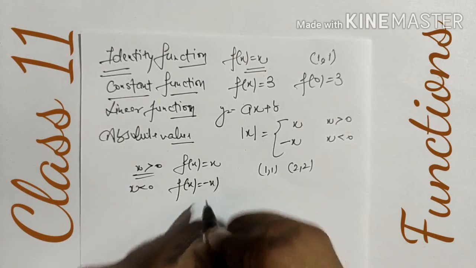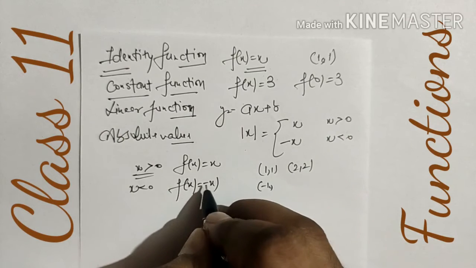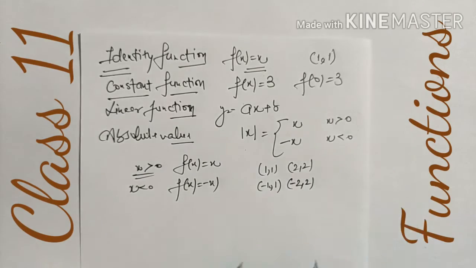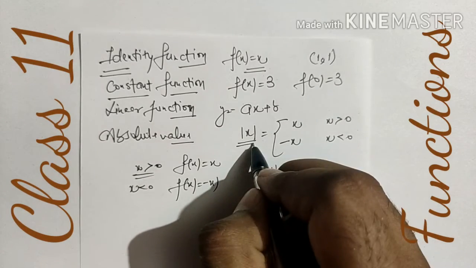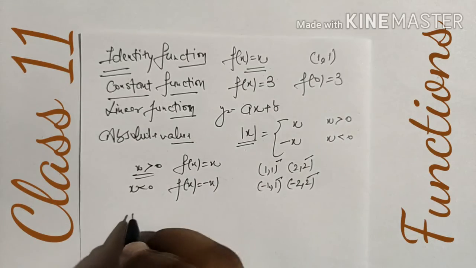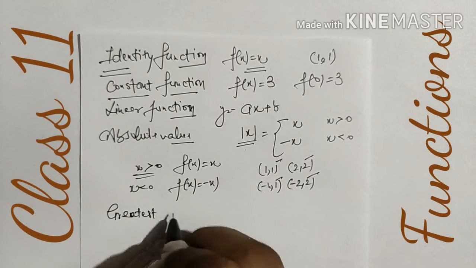If we use x less than 0, meaning a negative value, it is minus of x. If we put here minus 1 and simplify, due to the negative sign we get plus 1. If we use x is equal to minus 2, due to the minus sign the symbol changes. It means, because the meaning of modulus of x is absolute value, the range is always positive. Domain may be negative, may be positive.